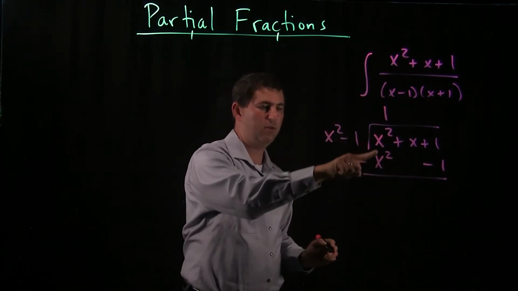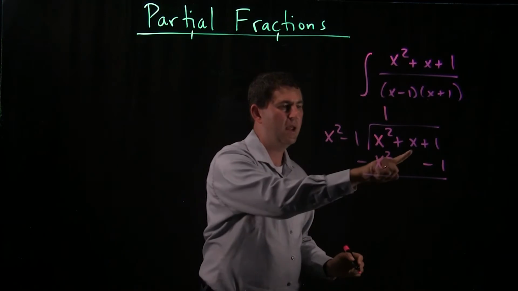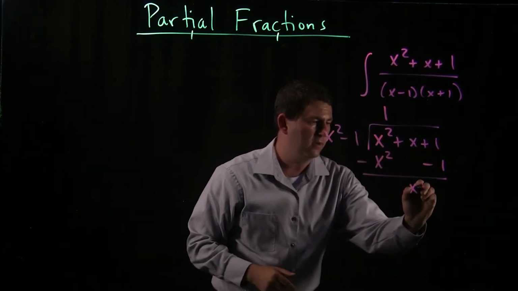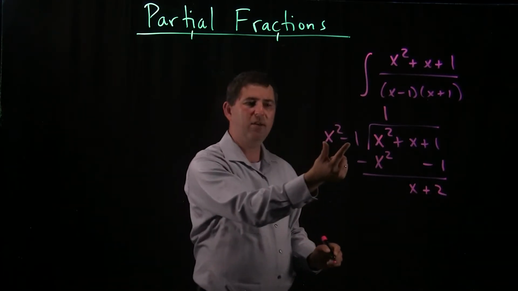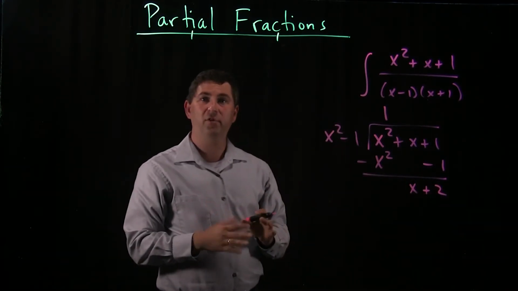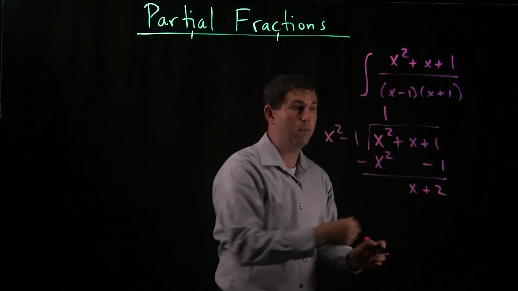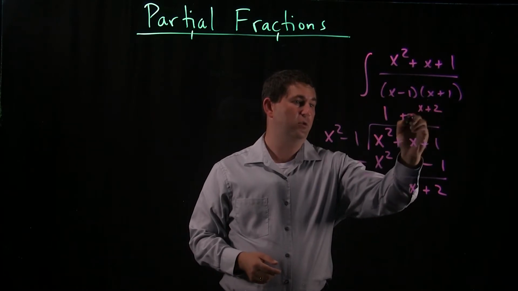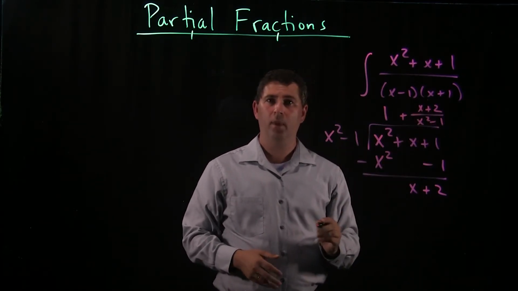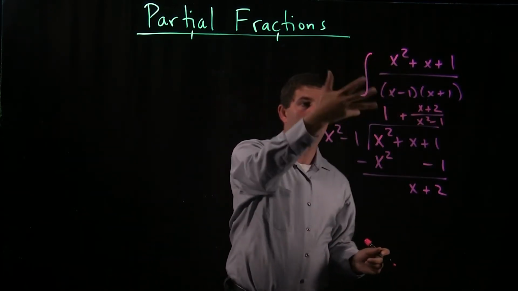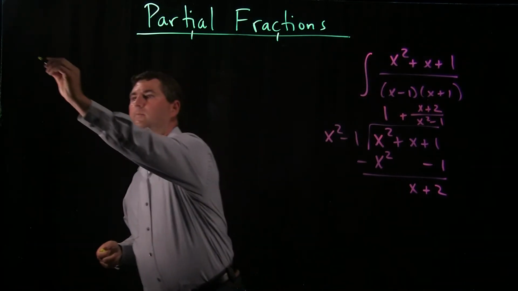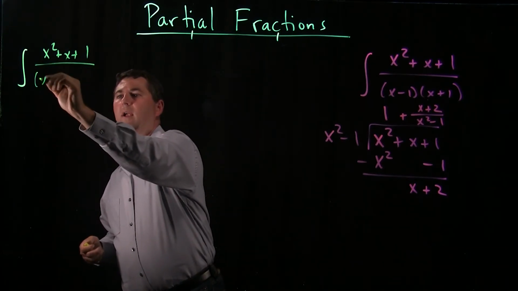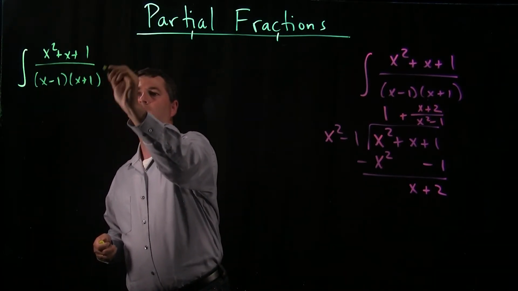I subtract. x squared minus x squared is 0 x squareds. x minus nothing is x. And 1 minus negative 1 is 2. Okay, now x squared minus 1 will not go into x plus 2, so I know I'm done, and this must be my remainder. So I must get plus (x plus 2) over (x squared minus 1), which means I can rewrite this antiderivative.